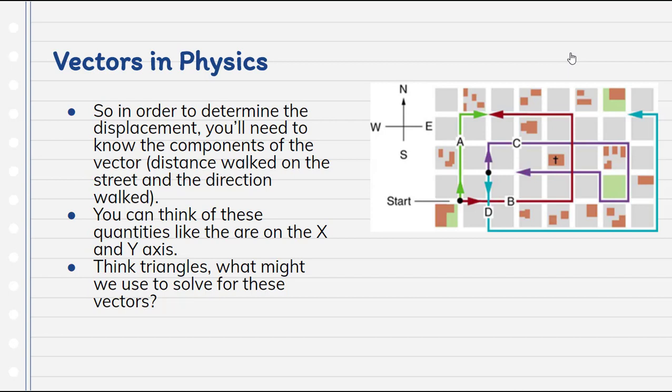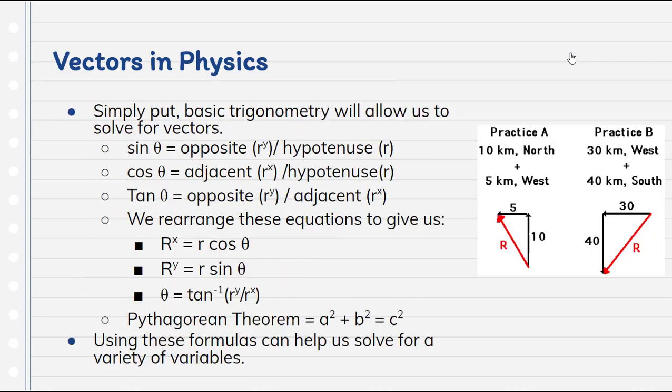Well, if I know I'm going east and west and north and south, in order to figure out exactly what my displacement is, I can use a variety of trigonometric functions such as sine, cosine, tangent, and even the Pythagorean Theorem in order to be able to determine my displacement. Simply put, basic trigonometry is going to allow us to solve for vectors.